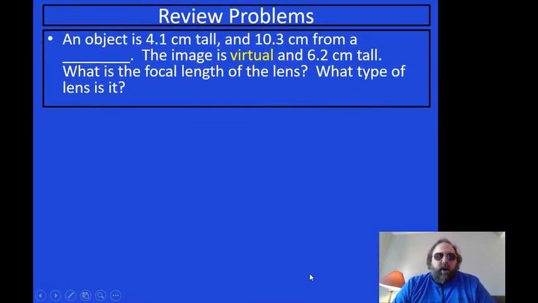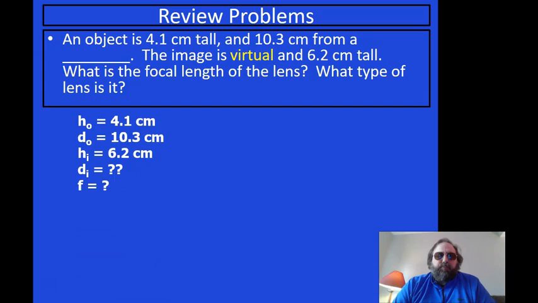Last question here. An object is 4.1 centimeters tall and 10.3 centimeters from a blank lens. The image is virtual and 6.2 centimeters tall. What is the focal length of the lens? What type of lens is it? So let's see what that information tells us. The height of the object is 4.1. The object is 4.1 centimeters tall, and it's 10.3 centimeters from some type of lens. So DO is 10.3. The image is virtual and 6.2 centimeters tall.